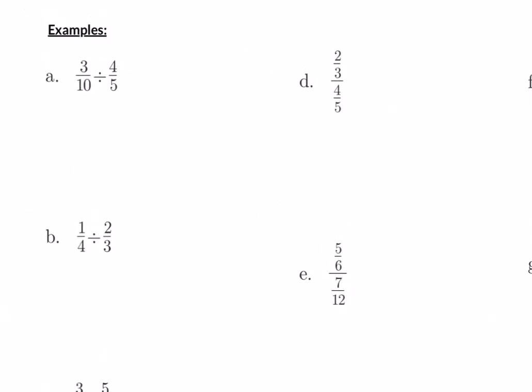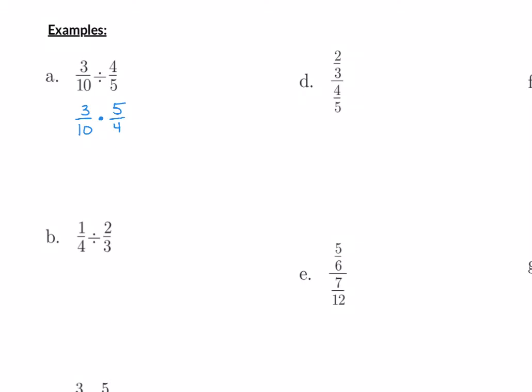Starting with example A, we have 3/10 divided by 4/5. My first thing is to multiply by the reciprocal. I'm going to copy my first fraction, change it to a multiplication dot, and flip my second fraction, so it becomes 5 over 4.